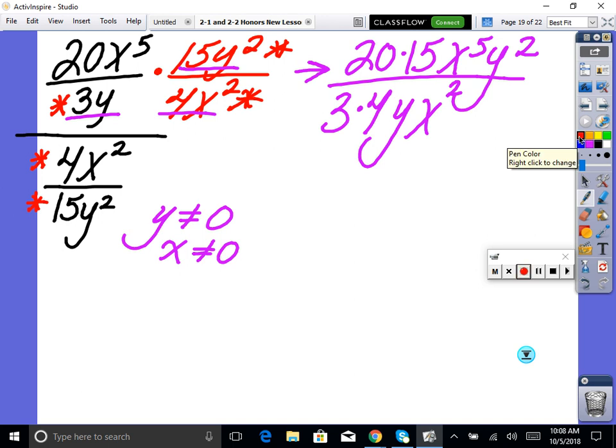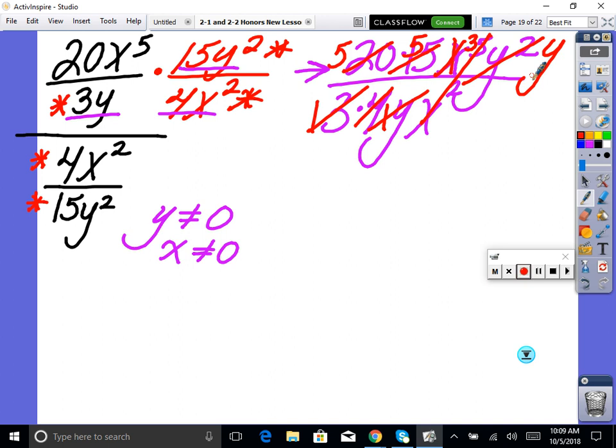And now we'll divide out exact factors. So look, 20 and 4: 5. Good. 5 and 1. 15 and 3: 5 and 1. Yep, you're fine. X to the 5th and x squared: x to the 3rd. Yep, x to the 3rd on top, right? And then y squared and y would become y on top.